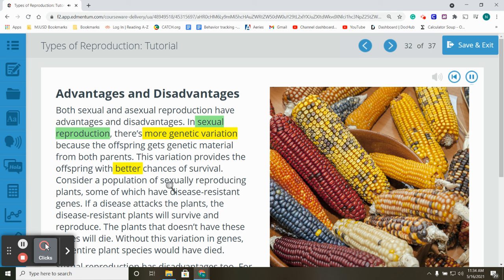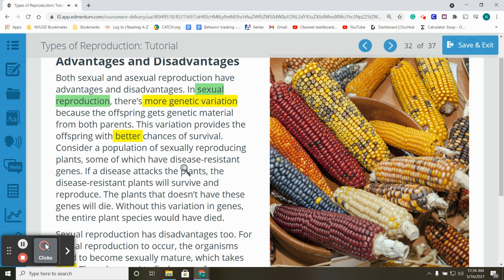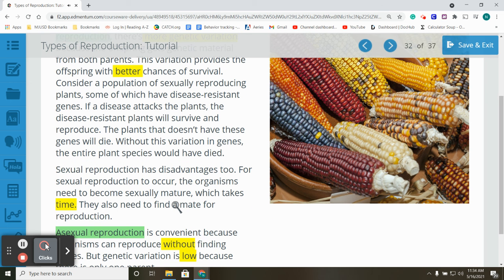Consider a population of sexually reproducing plants, some of which have disease-resistant genes. If a disease attacks the plants, the disease-resistant plants will survive and reproduce. The plants that don't have the genes will die. Without this variation in genes, the entire plant species would have died.